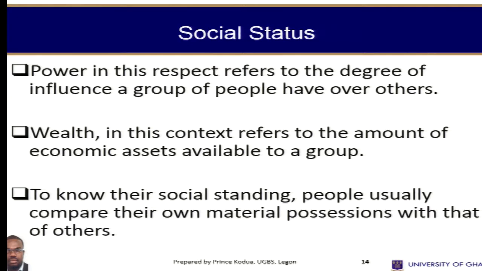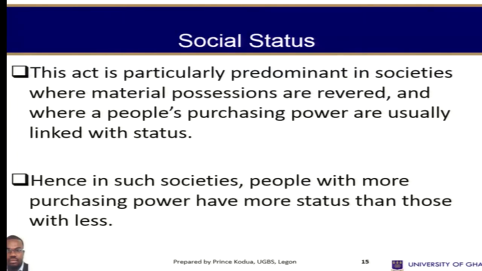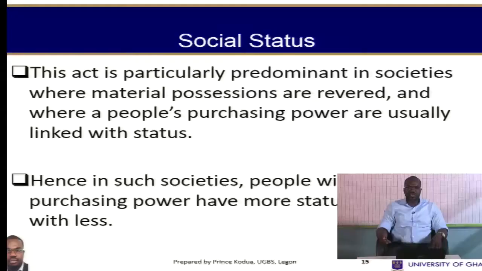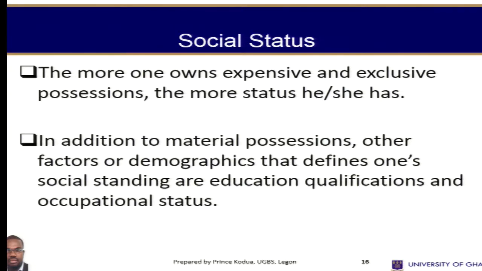People usually want to compare their own material possessions to determine their social class relative to others. This is particularly the case in societies where material possessions are revered or respected, such as in the United States of America and also our own country, Ghana. In this regard, people having more purchasing power have more status than those with low purchasing power. Apart from material possessions, other factors or demographics that define one's social standing are education, qualifications, and occupational status.